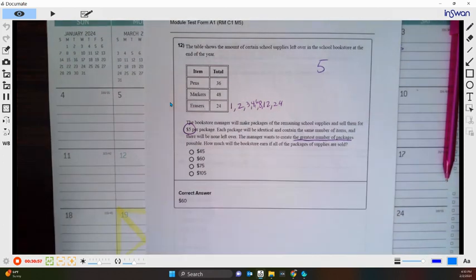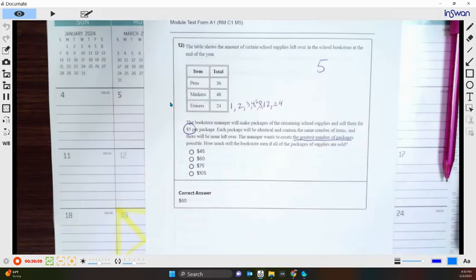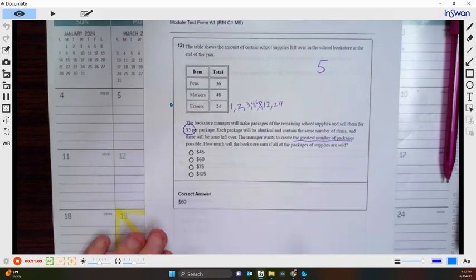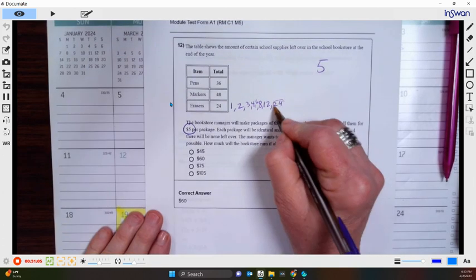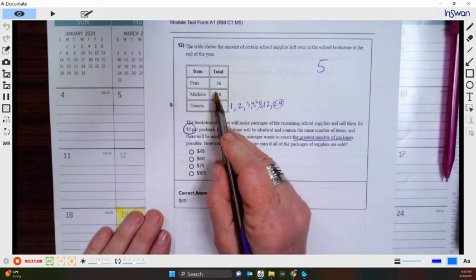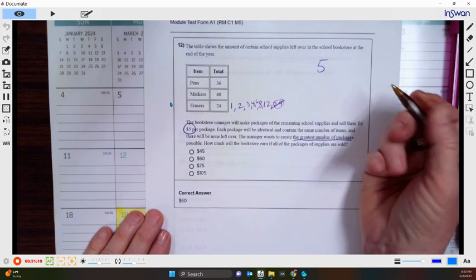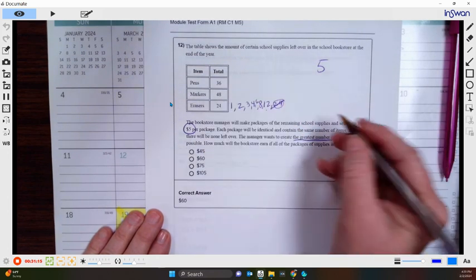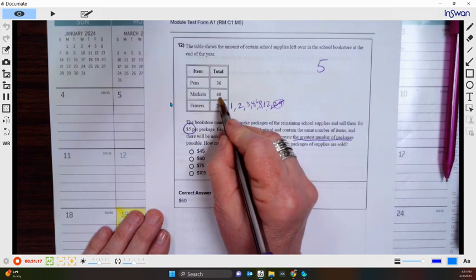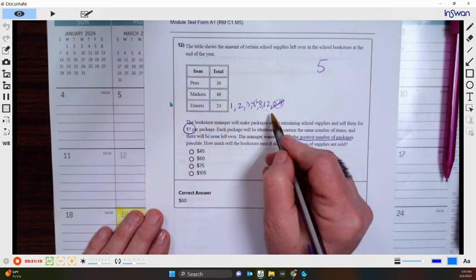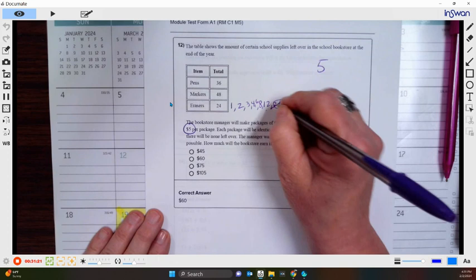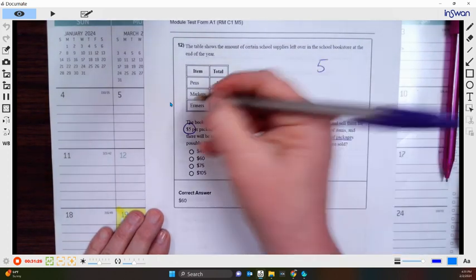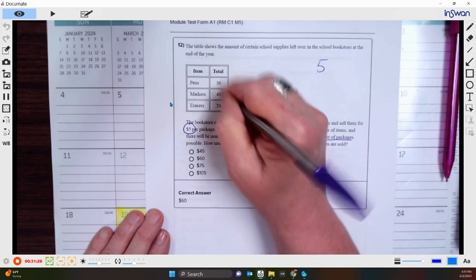Now looking at those, I noticed right away that 24 is the largest number, but 24 goes into 48, but not 36. So it can't be 24. The next number is 12. 12 goes into 24 2 times. 12 does go into 48 4 times. And 12 goes into 36 3 times. So that's going to be the number of packages that I make, because 12 goes into all of these.